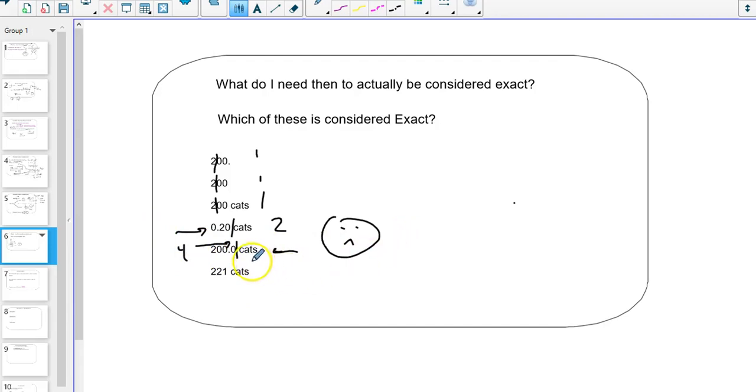It could be cats per person or something like that, where you might get something like that. But you can't have a fraction of a cat.